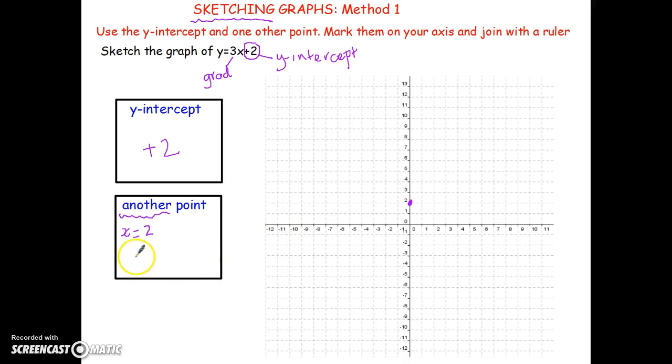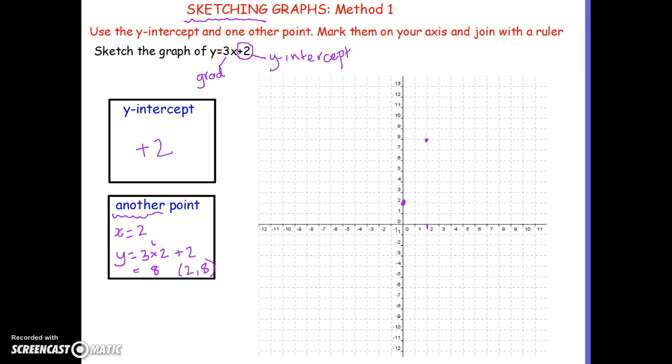So if x equals 2, I'm going to substitute to find my y value. The rule says the y value is 3 times the x value you've chosen, which in this case is 2, plus another 2. So 3 times 2 gives me 6, plus 2 is 8. So when x is 2, y equals 8. There's my other point: x equals 2, y equals 8. All that's left to do now is get my ruler and join up those two dots.